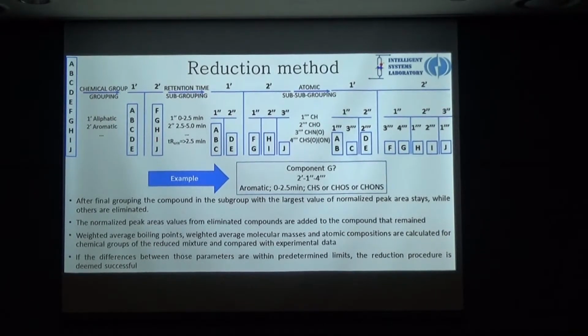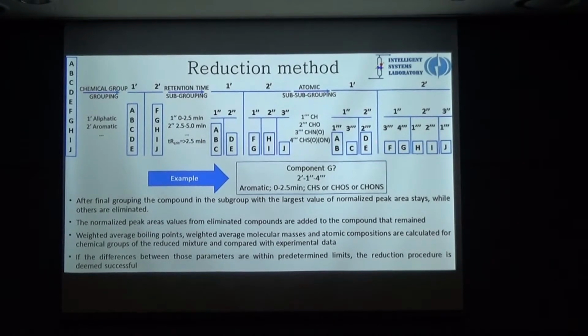Once you have the first grouping, then these chemical groups are grouped based on user-inputted critical retention time. Now, this will group the components close in molecular mass and boiling point within the same chemical group. The third grouping is atomic, well, for the lack of a better word, sub-grouping, which will group components which have the same atoms in their molecular formula. For example, if component G has this grouping, then it's aromatic from 0 to 5 minutes in the chromatograph, and it has one of these combinations.